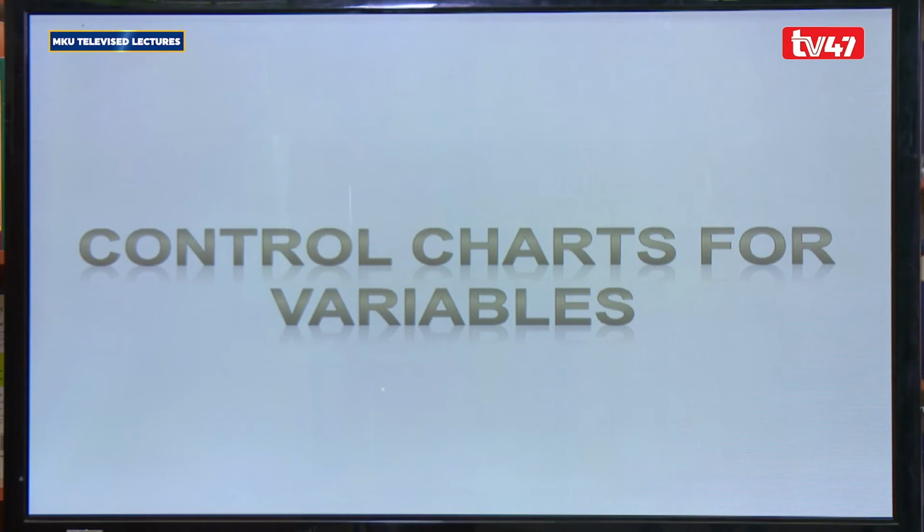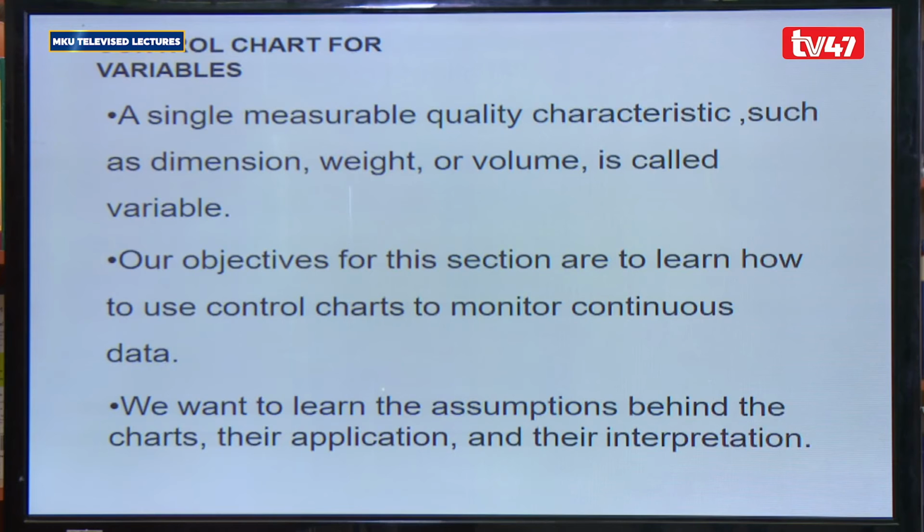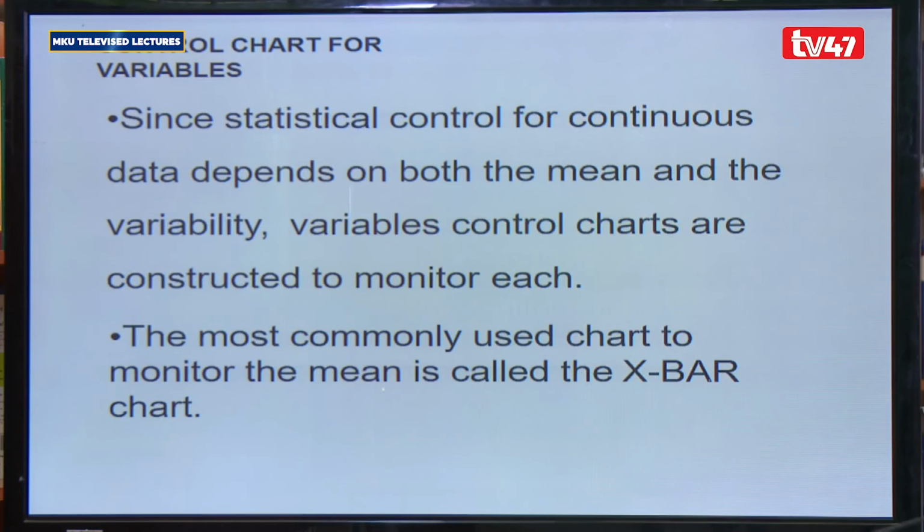And we said that a variable is a characteristic that can be measured. For example, the weight of a product, the volume, or the given dimensions. So the objectives for this section are to learn how to use control charts to monitor continuous data. So we want to learn the assumptions behind the chart, the applications, that is the X-bar charts, the R-bar charts, and also how to interpret whatever we end up with.